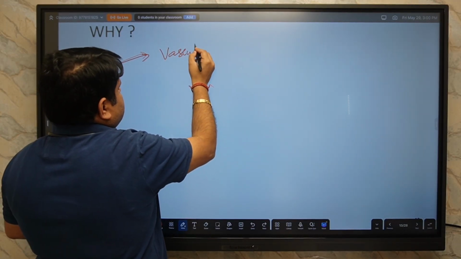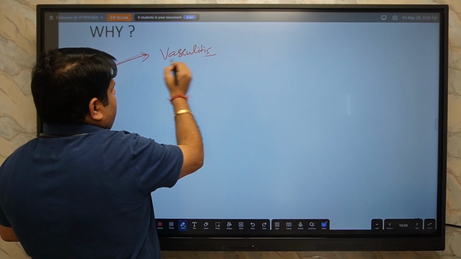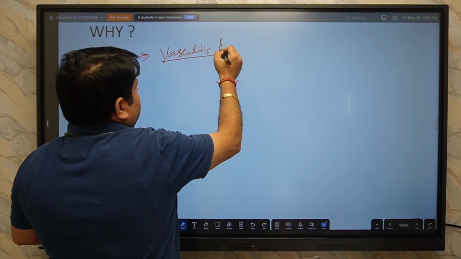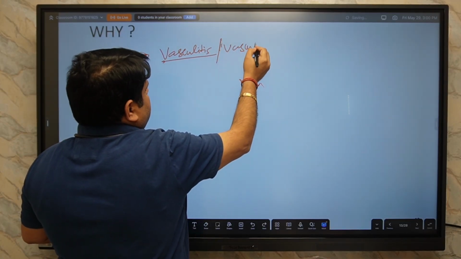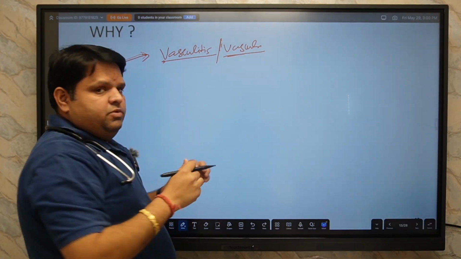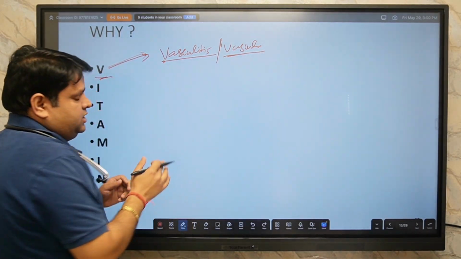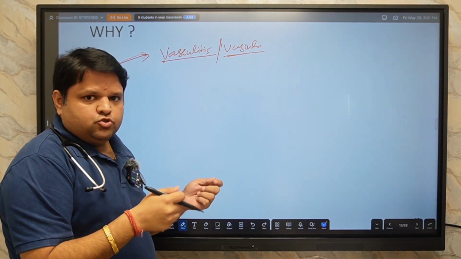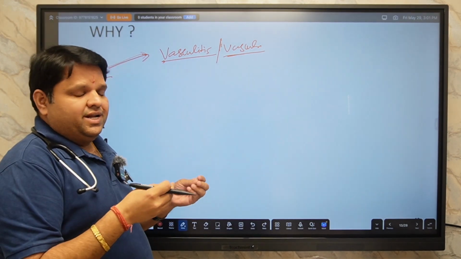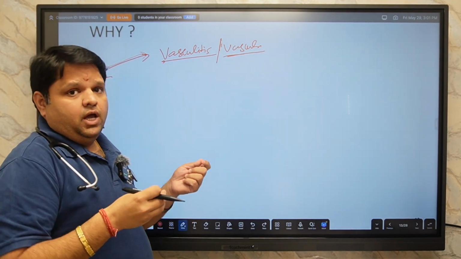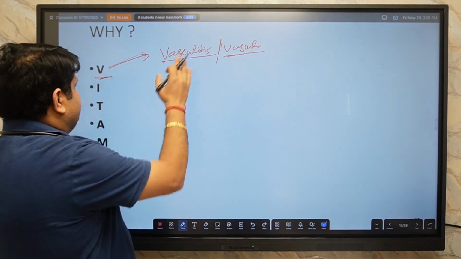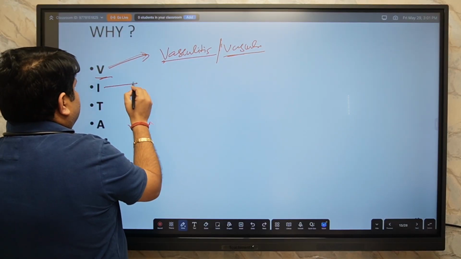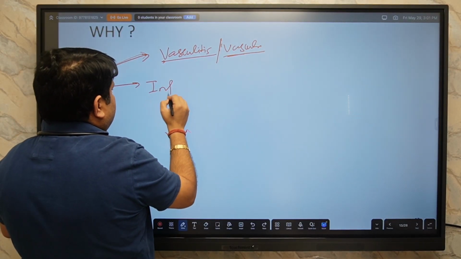Vasculitis may be a cause of the neuropathy, or vascular causes like ischemic neuropathy. Sometimes in case of peripheral vascular disease, PVD, there is ischemic neuropathy with tingling sensation, paresthesia, and pain associated with the peripheral vascular disease. So vasculitis. Then the infective causes.